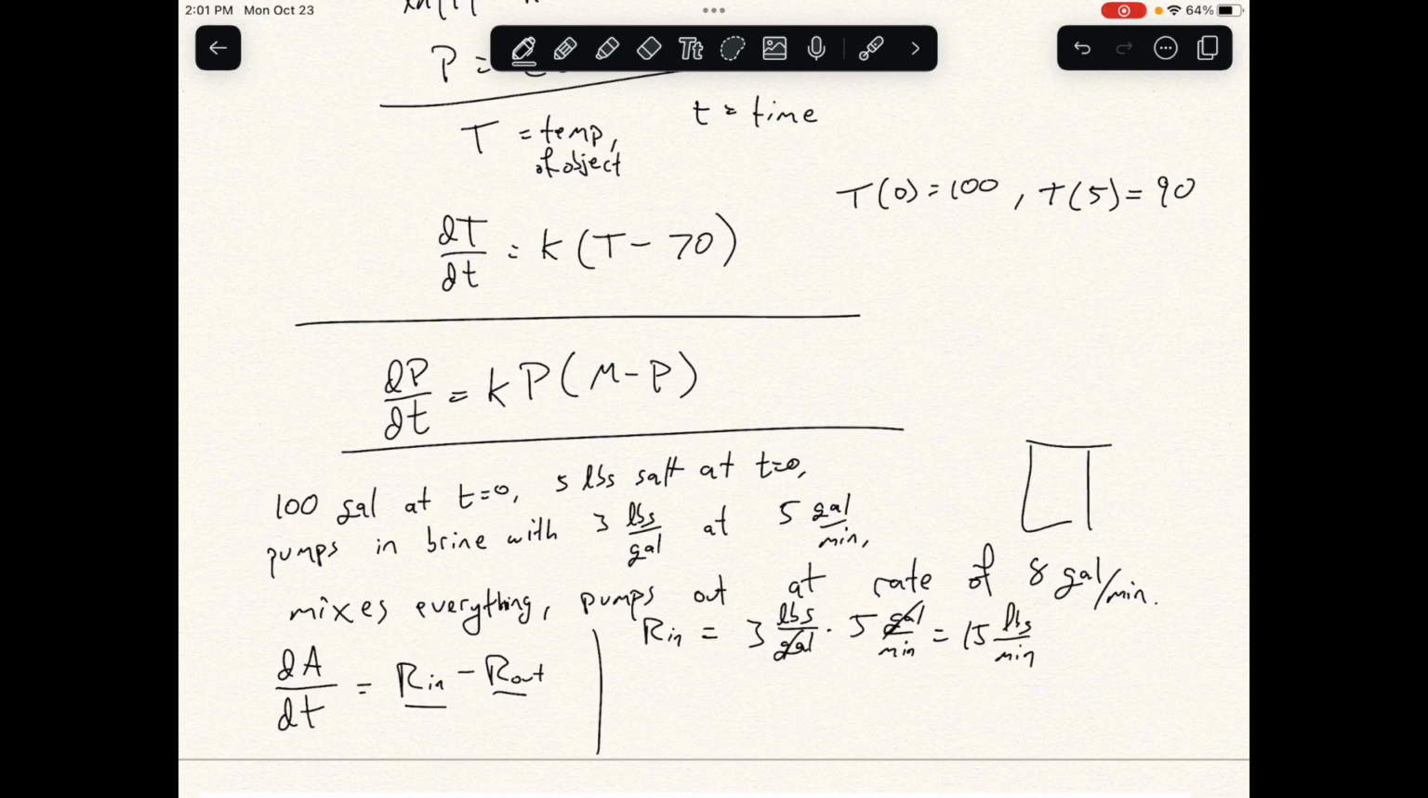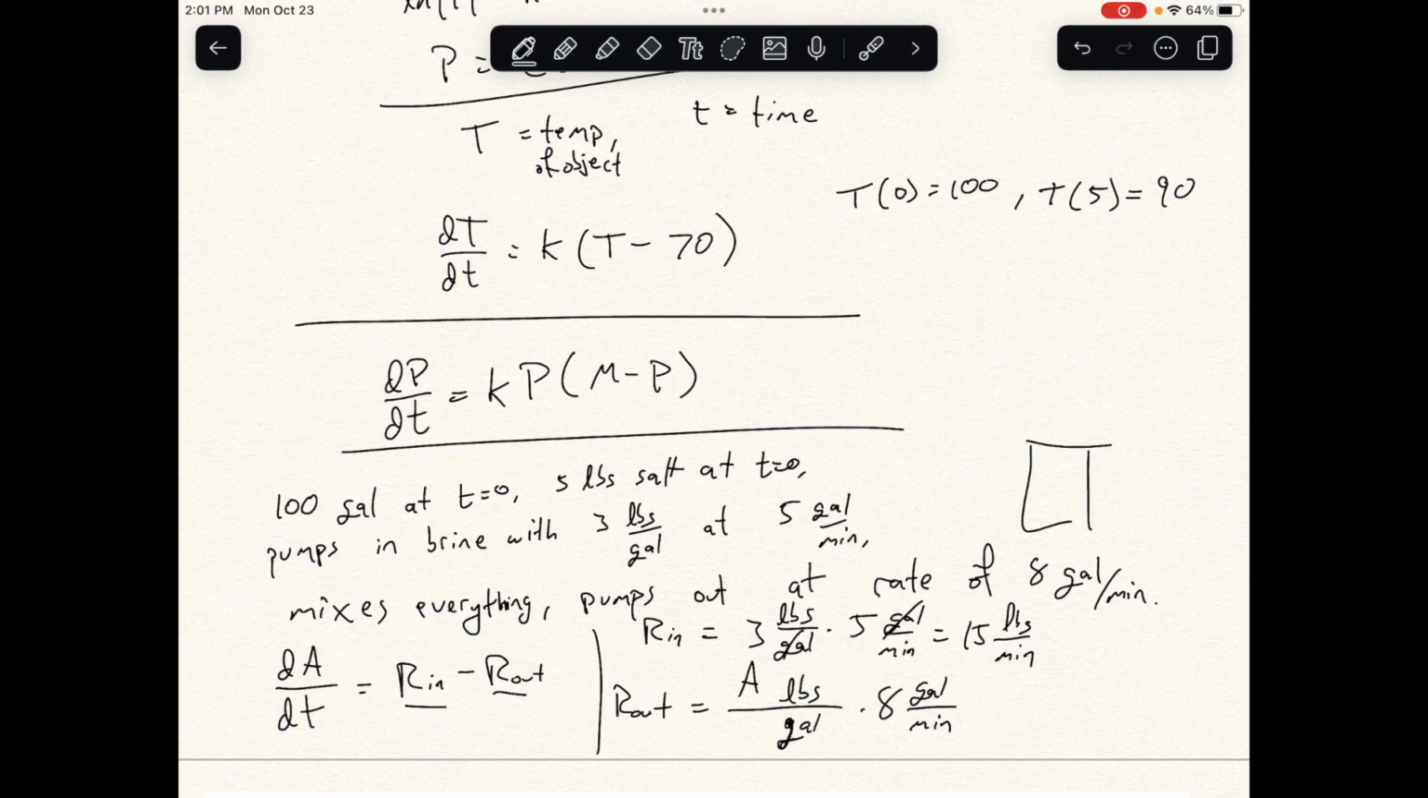And the rate at which salt is being pumped out of the tank is going to be some number of pounds of salt divided by how many gallons, but it's being pumped out at a rate of 8 gallons per minute, right? So you don't know necessarily how many pounds of salt there are and how many gallons there are at time t, but we can figure that out. Well, how many pounds of salt are there at time t? There would be A pounds of salt at time t. That's literally what A is, the amount of pounds of salt at time t. That's just how we define the variable.